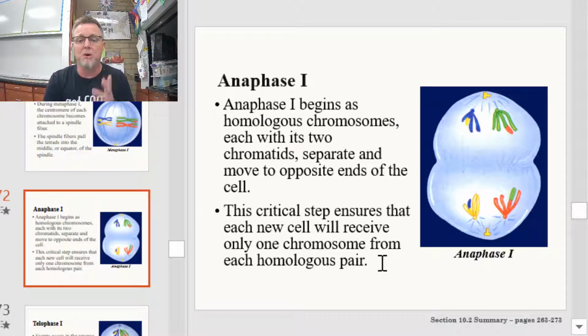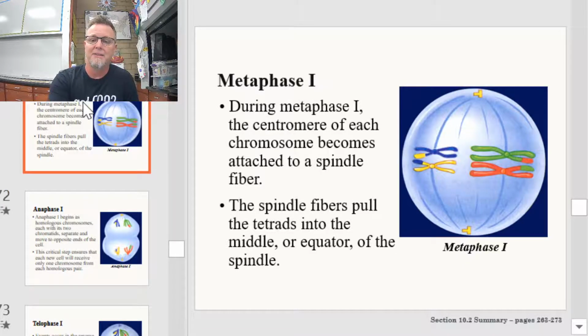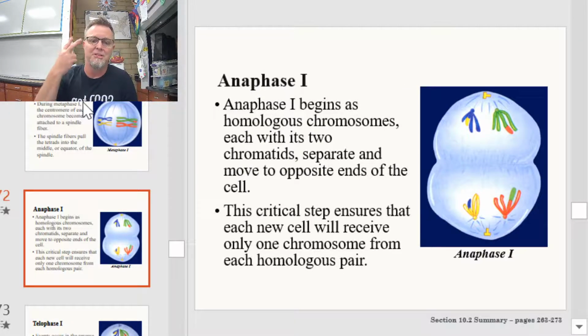So watch what happens when this cell divides now as it goes into Anaphase I. What? The chromosomes are pulled to opposite ends of the cell. The centromeres did not break. Sister chromatids were not pulled apart. We literally pulled whole chromosomes to opposite ends of the cell. We've basically reduced our chromosome count by half in the cell. If we look at this cell in the previous slide, and I'll go back, there's 4 chromosomes in there, right? When anaphase happens, there's 2. So we cut the number in half.